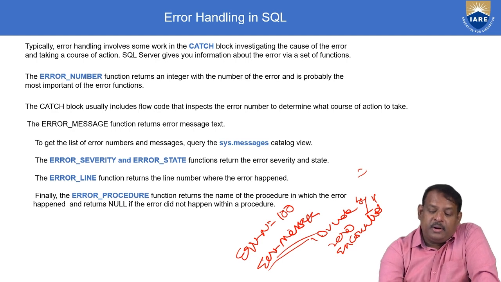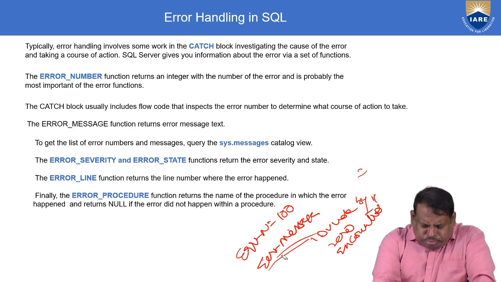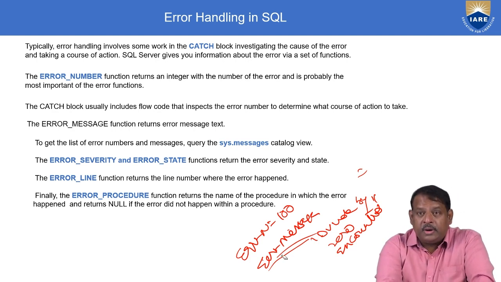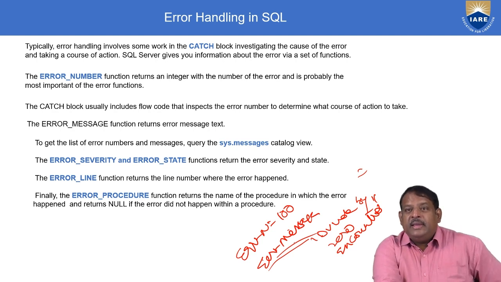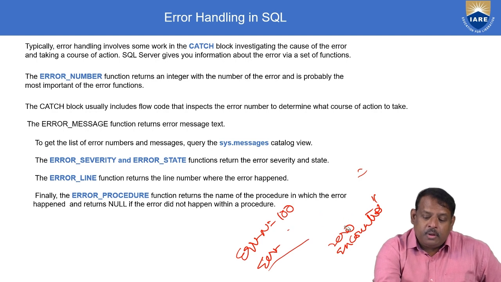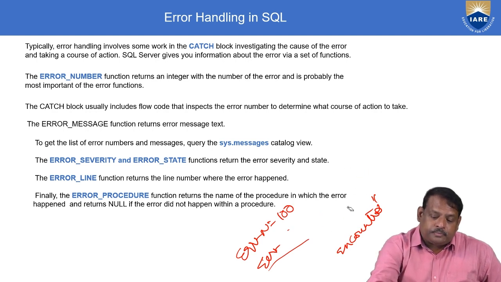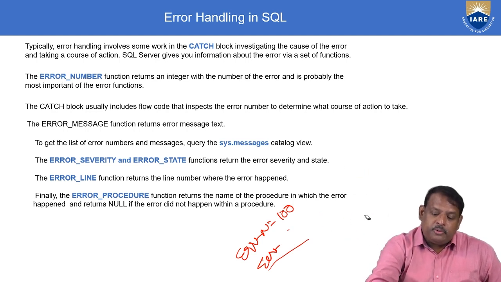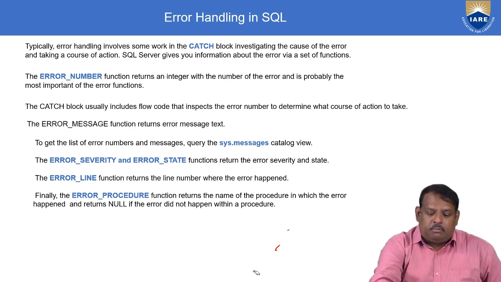Error underscore number is the first thing. Then we have seen the error underscore message. In this message, you will have the description of the error. Okay. Now we have some more things to discuss here.